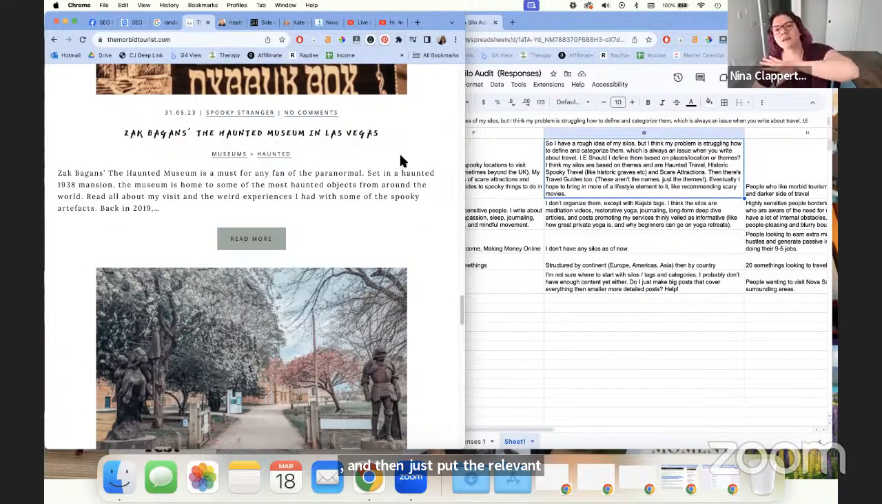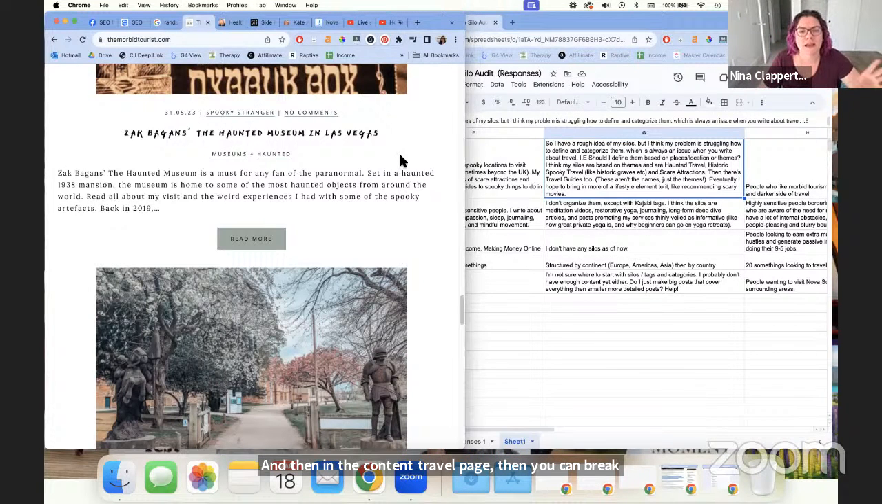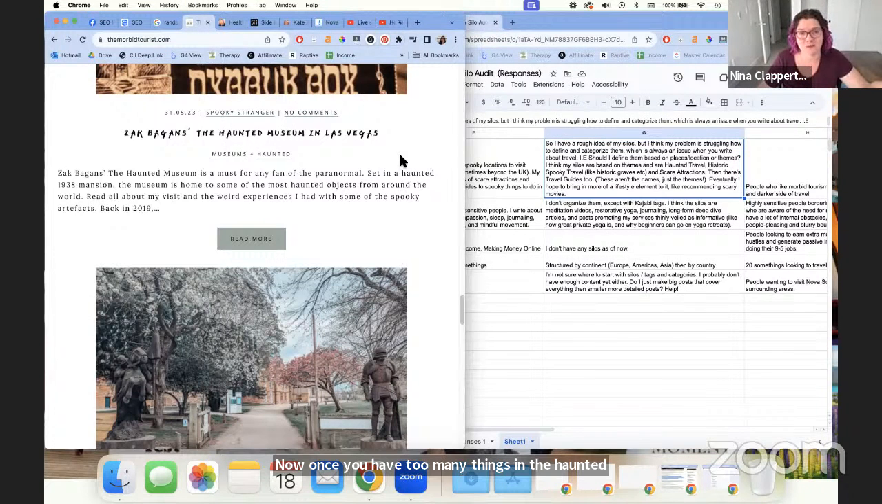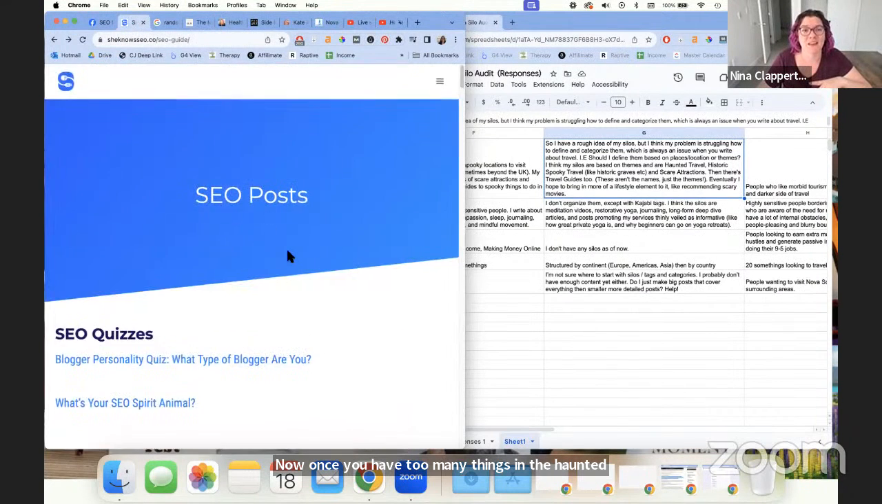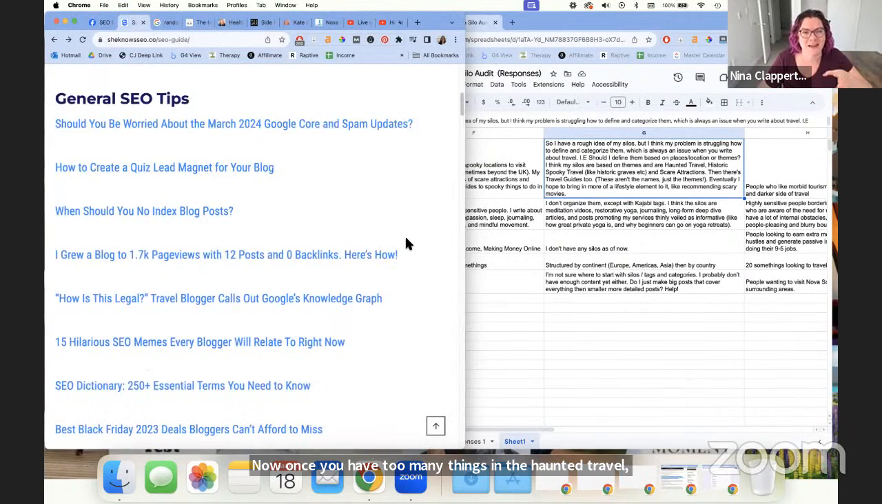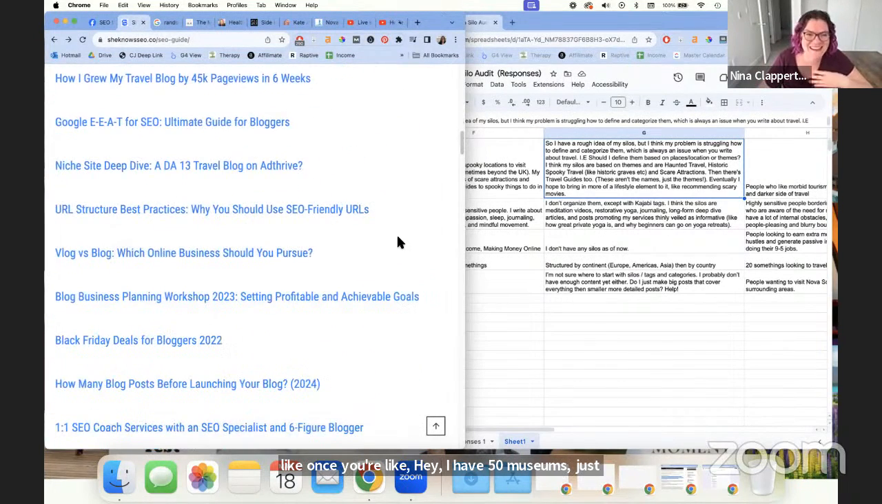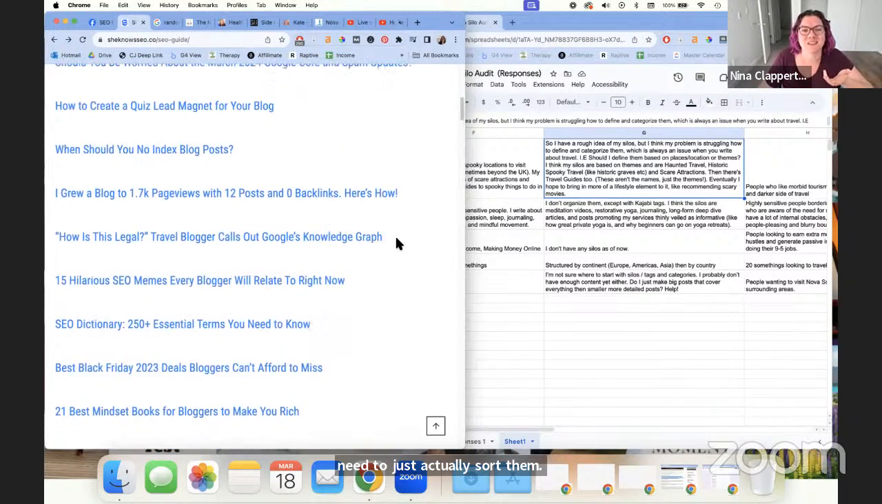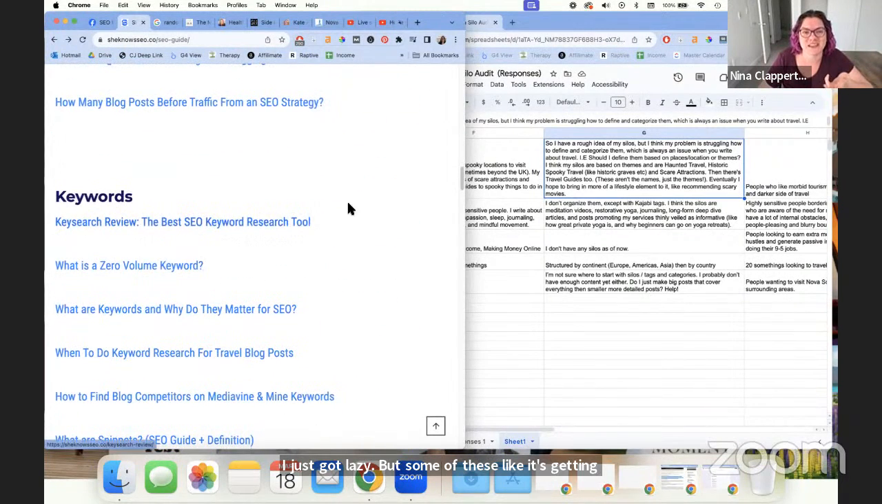And then in the haunted travel page, then you can break it out by type of thing. I think that's going to be a good way to do it. Now, once you have too many things in the haunted travel, like once you're like, okay, I have 50 museums, just like you saw on mine, the general one, first of all, I need to just actually sort them. I just got lazy. But some of these, it's getting quite long. And you could see it took a while to get to the keyword section.